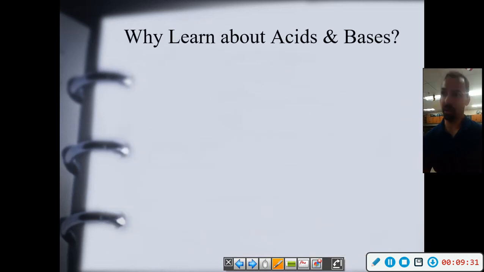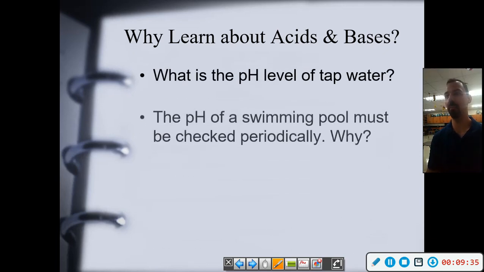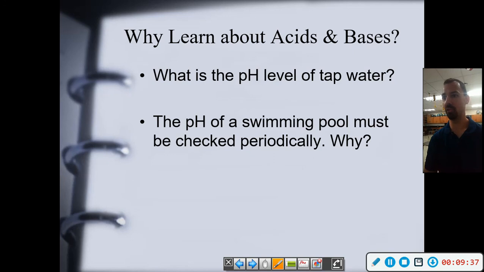Why learn about them? The pH level of tap water, you know, is neutral. The pH of the swimming pool must be checked periodically. The reason why is we don't want to burn our skin. We don't want to burn our eyeballs when we're in a pool. So we have to be careful. And we don't want algal growth also, because if you have the pH on the lower end, you tend to have algal growth, and that's why we put in chemicals to keep this in check.